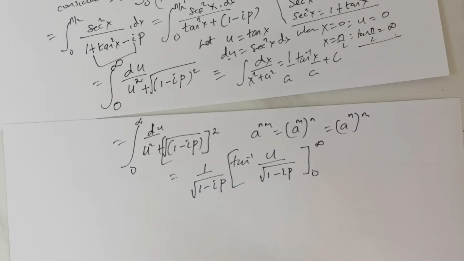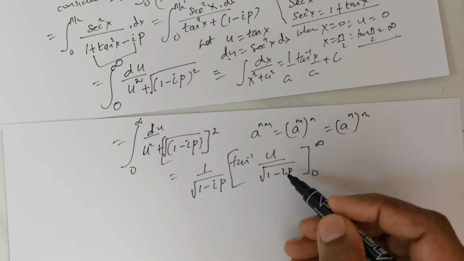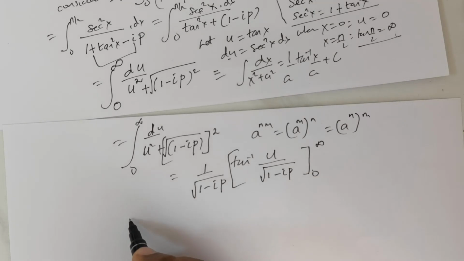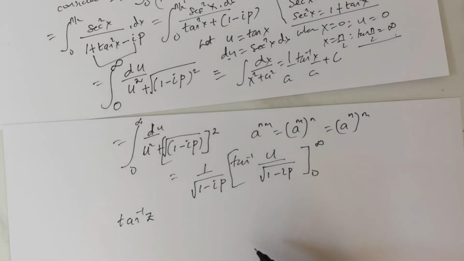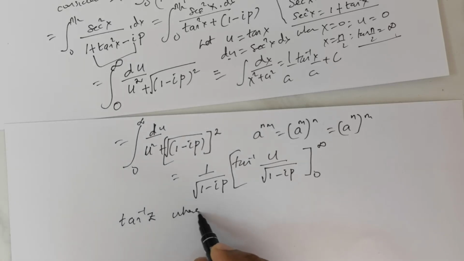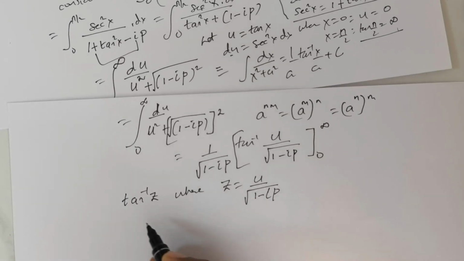Now we will have to deal with this a little bit carefully, because this is of the form tan inverse of z, where z is a complex number. Let me write that, where z is equal to u over root of 1 minus i p. This is actually a complex number. Now we will have to get a representation for tan inverse of z.